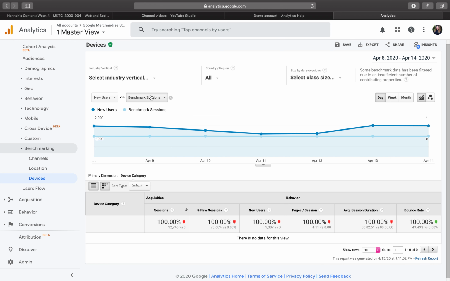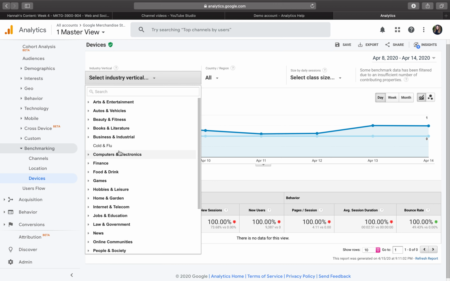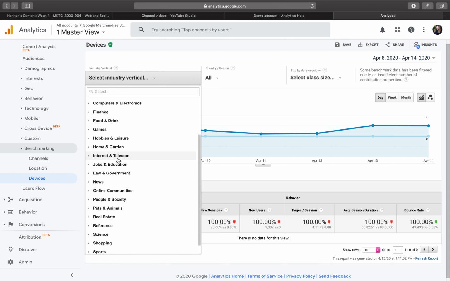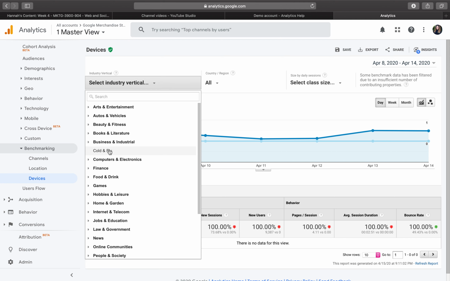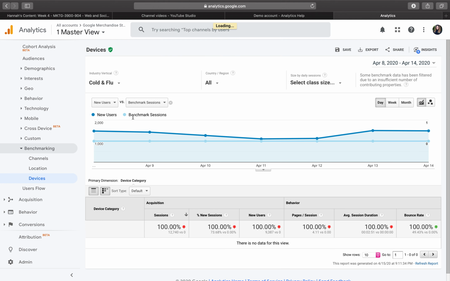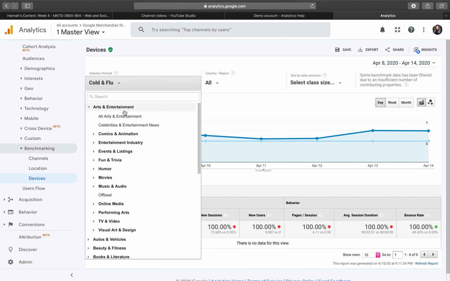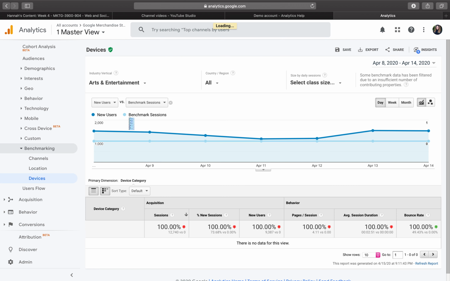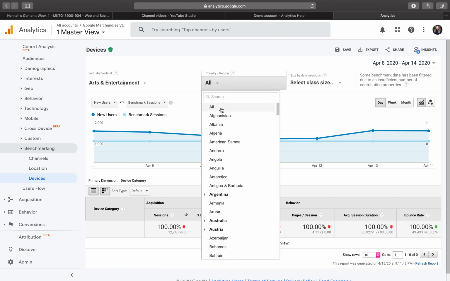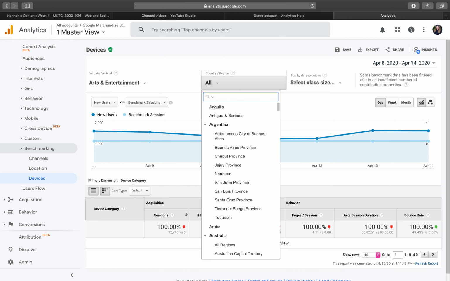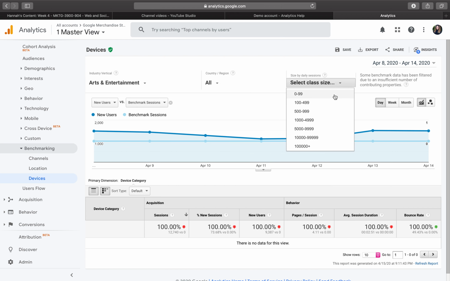I think it's actually really interesting to see. You can also do this by industry. I forgot to show you that. So let me show you one thing. Let's see. Wonder what cold and flu will do. Not much. Okay, let's do art and entertainment. We'll just do all art and entertainment. So this is saying that I wanted to look at the people who are interested or in the field of industry in arts and entertainment. And they're comparing it. You can go through and say, okay, I want to know the United States or another country. And then you can also choose your class size. So it's super cool how much you can narrow down, and all of this will change.